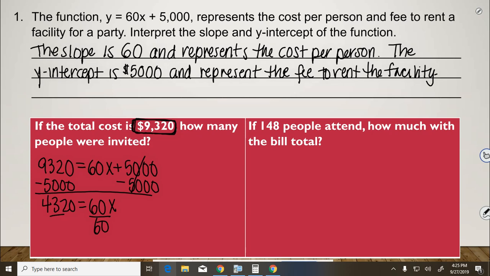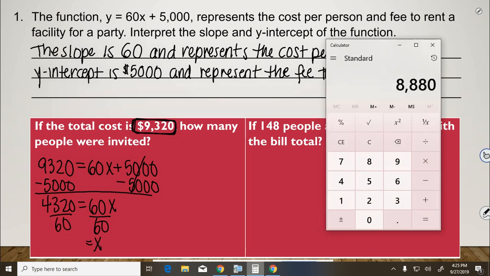Divide by 60. And of course, you can use your calculator. If we do 4,320 divided by 60, we get 72. So if the price is 9,320, there would be 72 people attending the party.